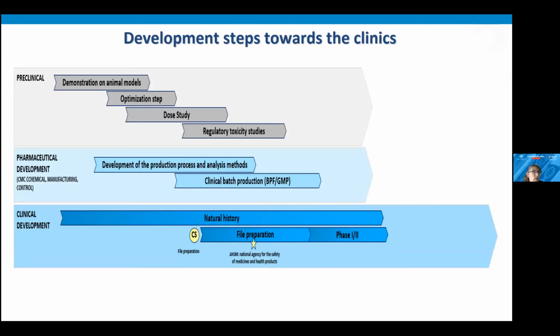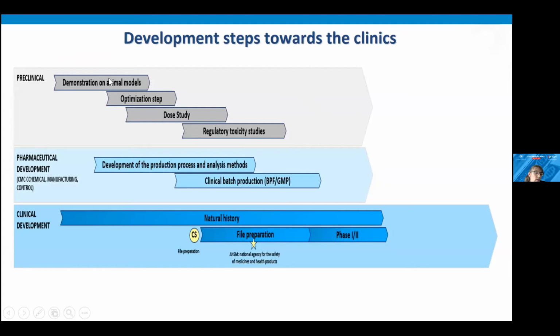Now I will go into more detail on the path of going from the first demonstration that the gene therapy could be efficient, and this is done in animals, toward the clinical trial. So there are different steps that you need to go through. There are a lot of things at the preclinical level, all the things that are defined for demonstrating the efficiency and the safety.